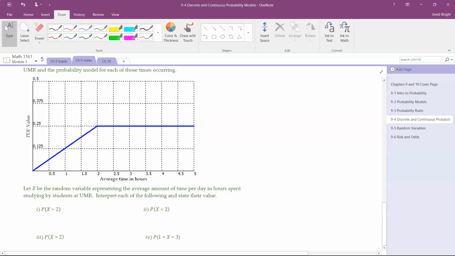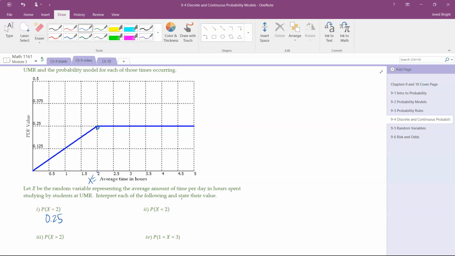So, probability that x is equal to 2. I go to my graph. This is x. That's how it's been defined. And I'm saying x is 2. This is 0.25. And so I would just say, I'm too lazy to write this out, but this would be the probability that a student studies for an average of 2 hours per day. That's what it is.